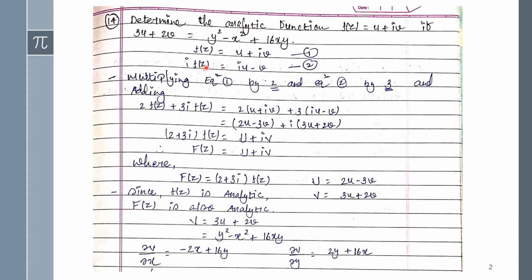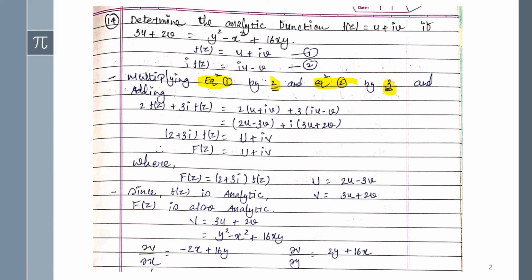So for that I'm multiplying equation 1 by 2 and equation 2 by 3. So the first equation we are multiplying by 2, and the second equation we are multiplying by 3, and then adding both terms. Equation 1 multiplied by 2 gives 2 f of z, and equation 2 multiplied by 3, and we take the addition of both.